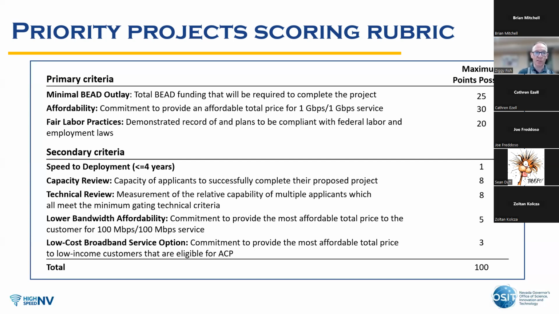And then, of course, the secondary criteria: speed to deployment, how fast you're able to deploy. It can give you up to 1 point if you can do it on an accelerated basis. But as we'll get to, reminder, you have 4 years to do this. This is by NTIA requirement. But of course, if you can do it faster, you may get this point. I'll get to how to get that point.